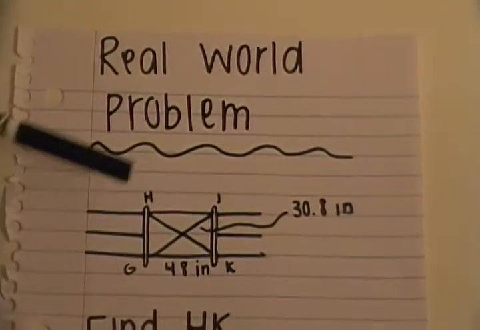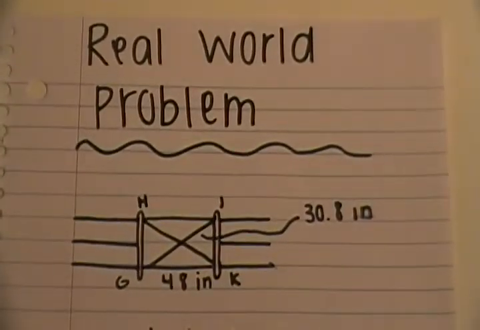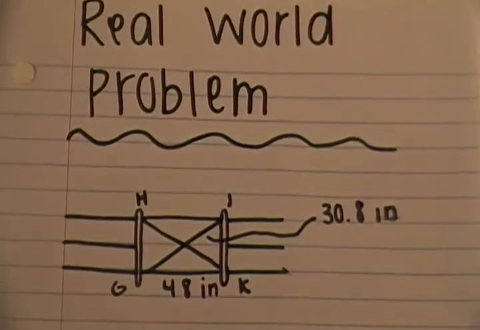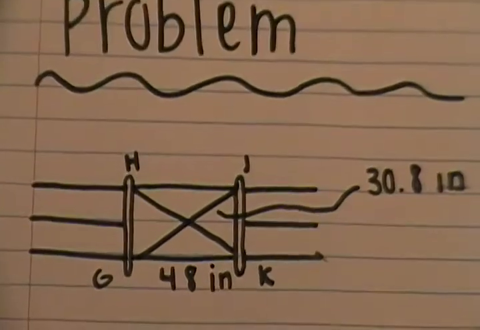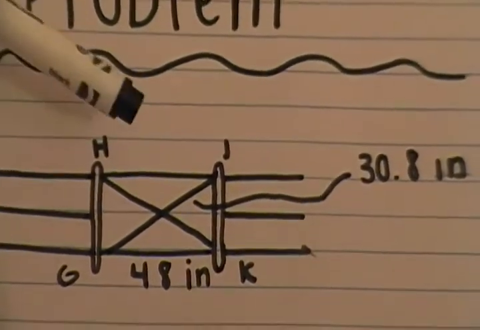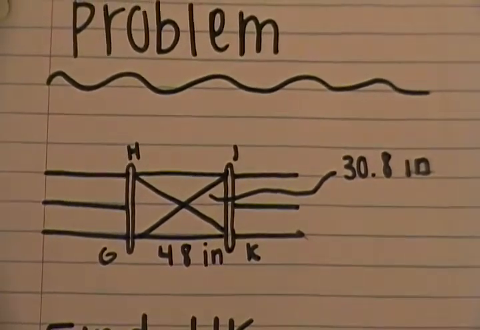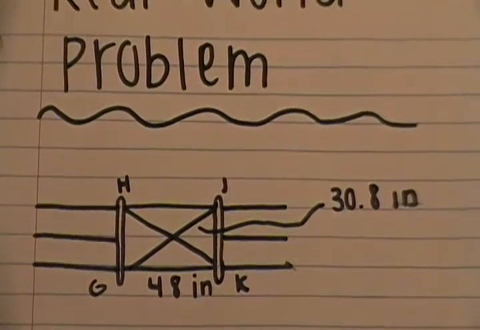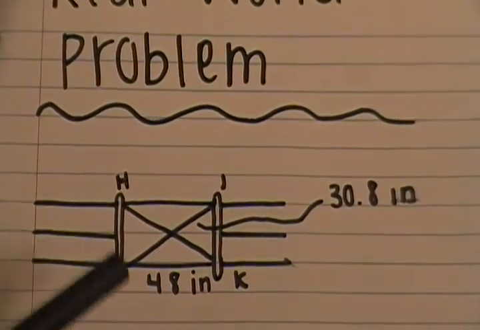And our real world problem is we have a gate and it has 2 diagonal bars going across it. So rectangles' diagonals are always congruent, so we're going to find out HK, which is right here.